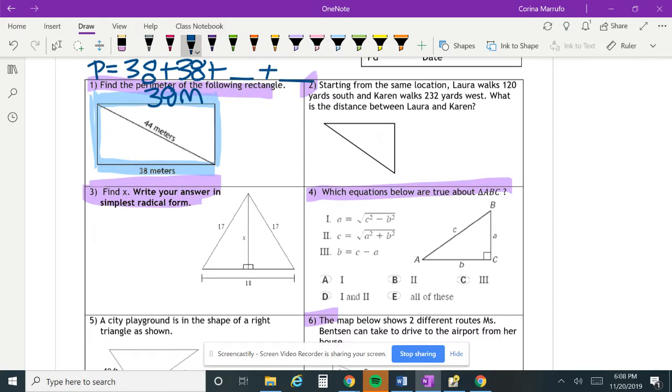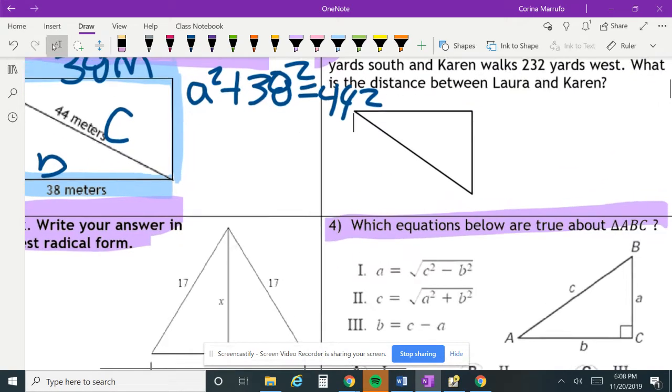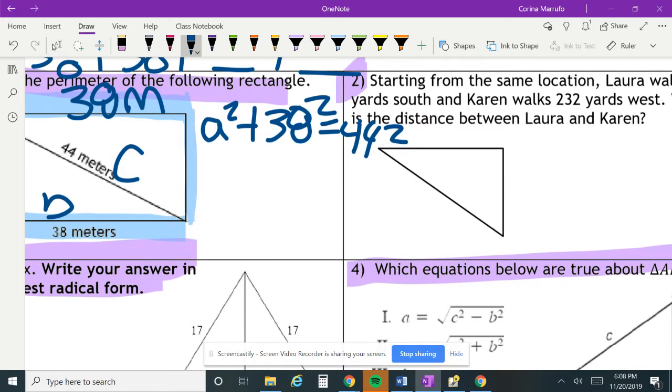All right, so we're going to go ahead and find it using a squared plus b squared equals c squared, because it's a right triangle. From there, we're going to take a. We don't know what a is, so we have a squared plus b, which we know is 38 squared, equals 44 squared. To save us a little bit of time and space, since 38 squared is going to come out to a big number, I'm just going to do a squared.